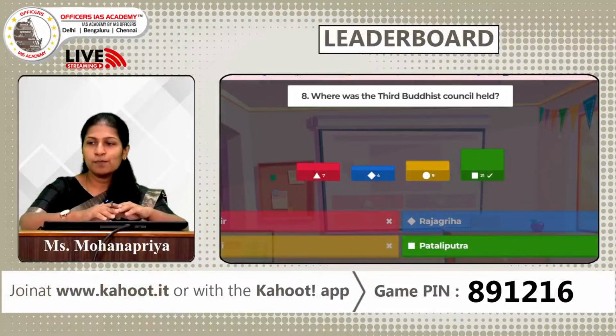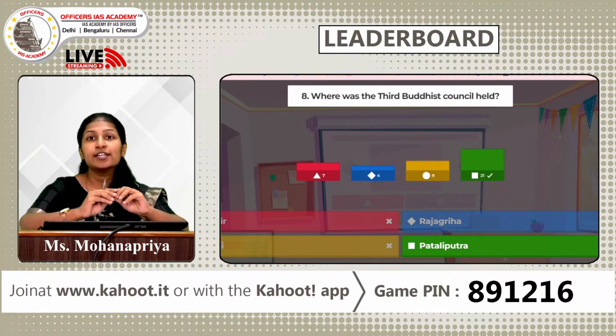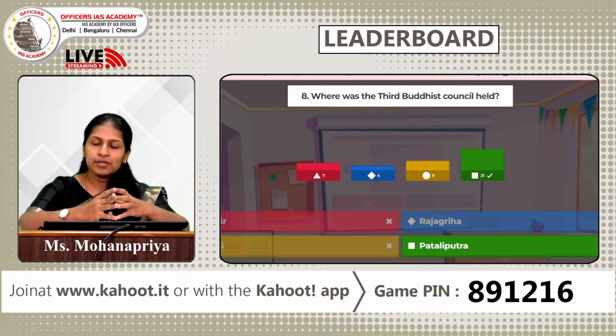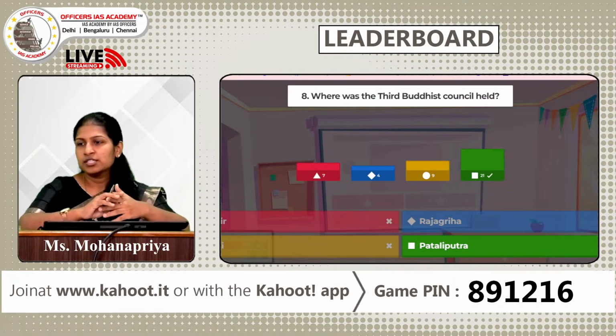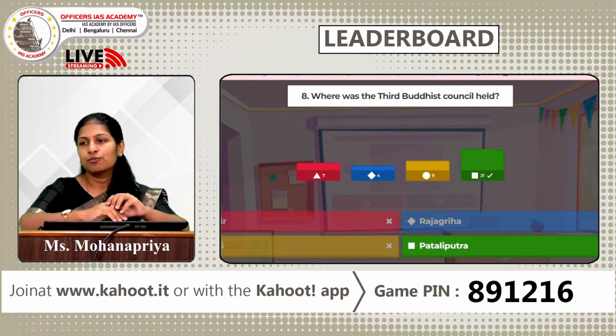So good job. Most of you have given the right answer. The answer to this particular question is Pataliputra. Yes, the third Buddhist council was held in Pataliputra in 250 BC. Okay, it was held under the patronage of King Ashoka, and it was presided over by Mogaliputra Tishu. Okay, so this was where the third Buddhist council was held. So 21 students have given the right answer. Yes, now let us see the scorecard.